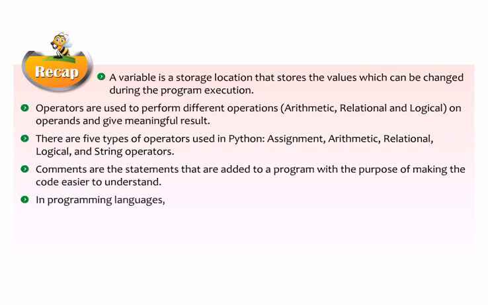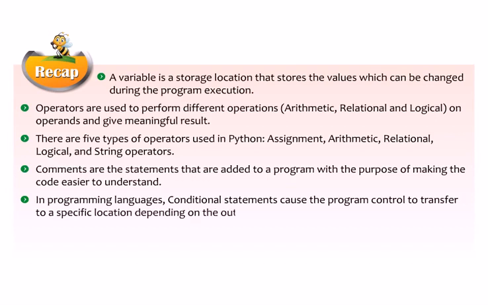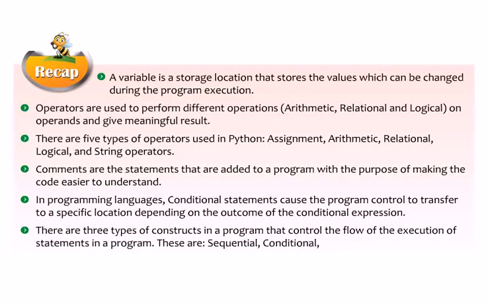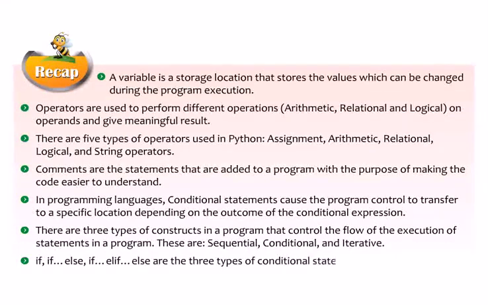In programming languages, conditional statements cause the program control to transfer to a specific location depending on the outcome of the conditional expression. There are three types of constructs in a program that control the flow of the execution of statements in a program. These are sequential, conditional, and iterative. If, if-else, and if-elif-else are the three types of conditional statements.